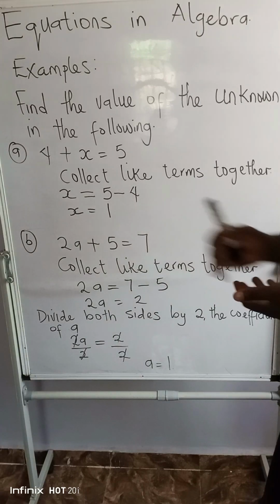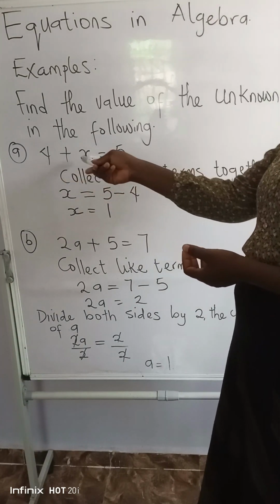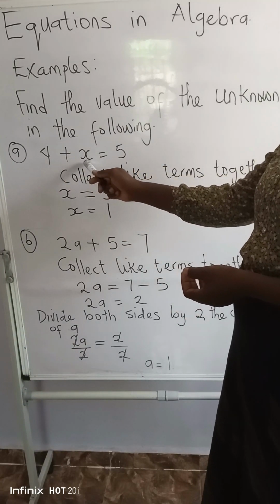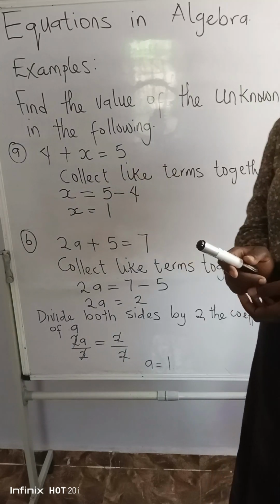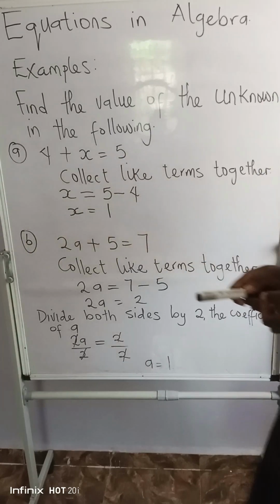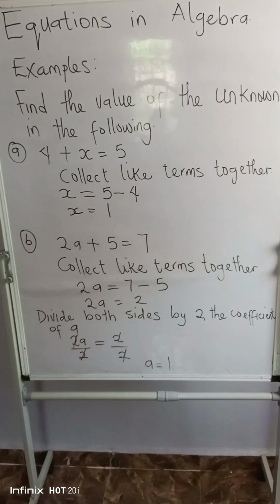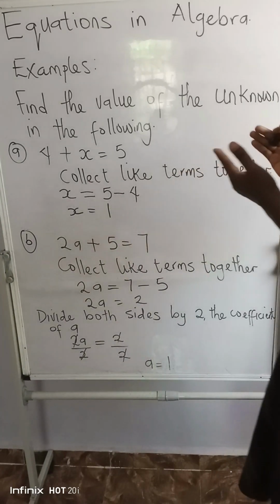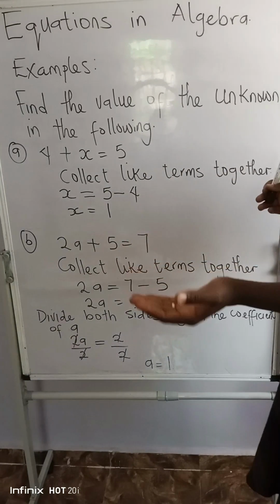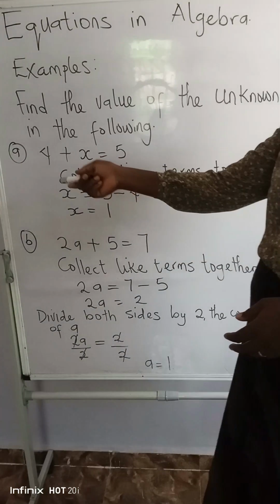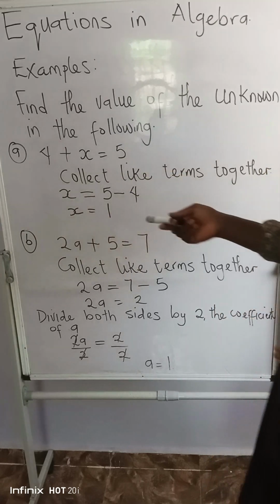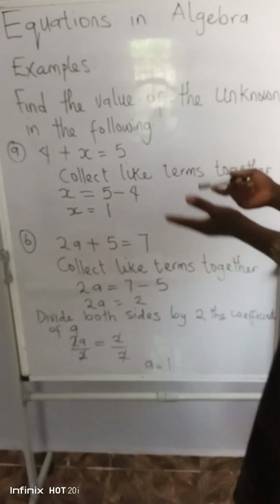All right, so in this first example we have 4 plus x equals 5. It means that 4 plus whatever you have for the value of x should give you 5. So for us to find the value of x, what we need to do is to collect like terms together. All right, items that are similar or the same, we have to group them together and we separate that which is different from the group. Okay, so if you look at our question, we have an ordinary number, we have a variable x, and we have an ordinary number, which means we have similar items in the equation.